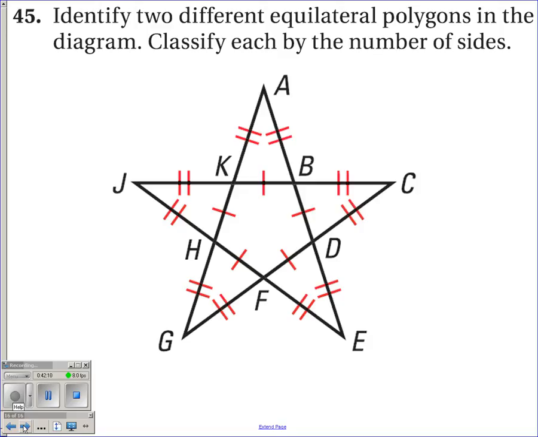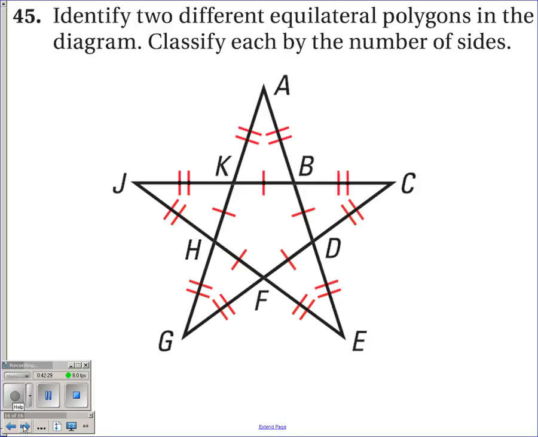Let's take a look at number 45. It says identify two different equilateral polygons. A polygon that's equilateral means it's all sides the same. Doesn't mean all the angles are the same. But we do want to have all the sides the same.